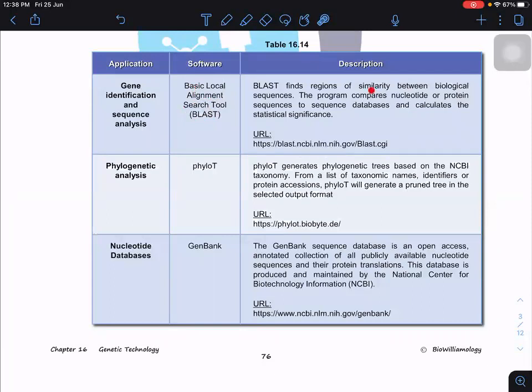BLAST finds the region of similarity between biological sequences. The program compares nucleotide or protein sequences to a sequence database and calculates the statistical significance, how similar the two genes are.